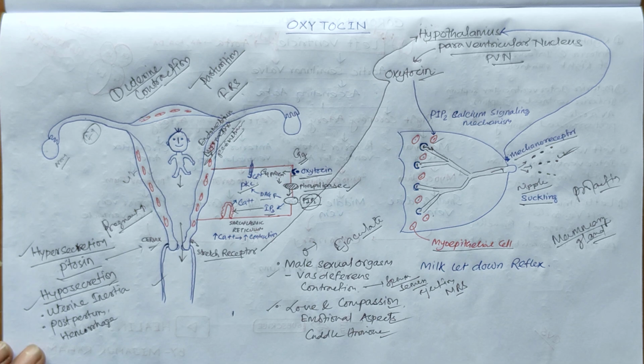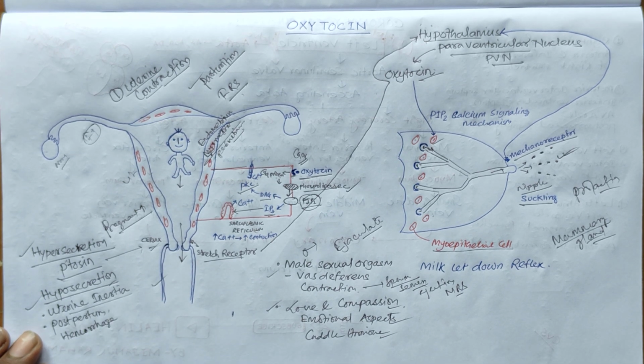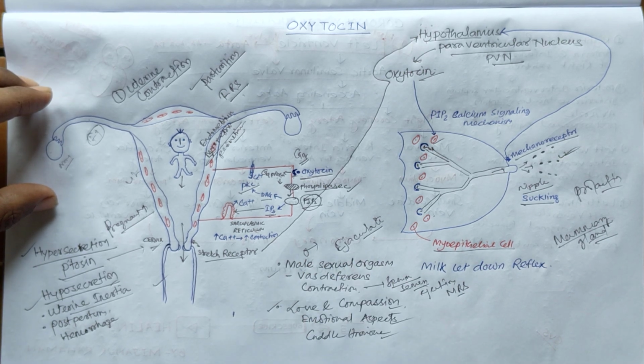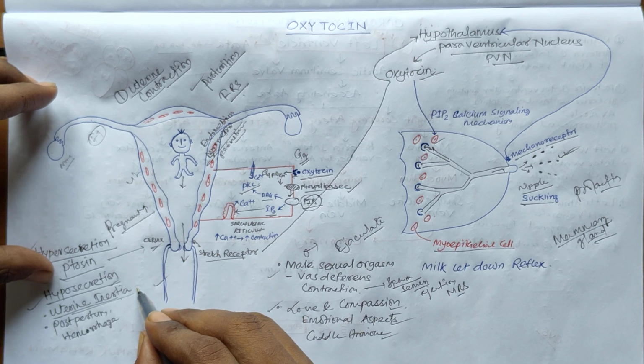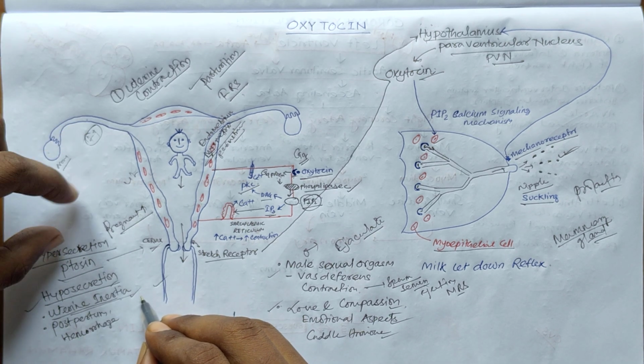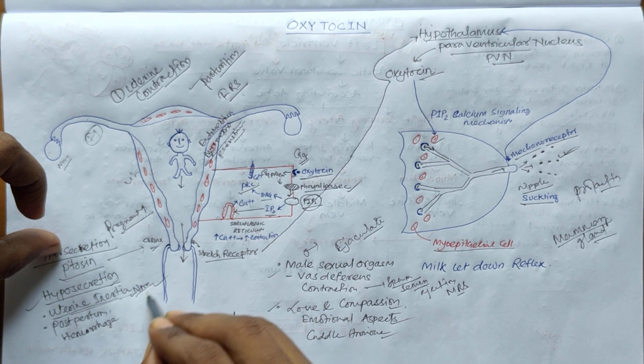In case of hyposecretion, uterine inertia may occur. What happens? The mother cannot give so much contraction that the baby can be expelled out. So that's why, in their case, the normal process may not happen. They must go for a C-section.